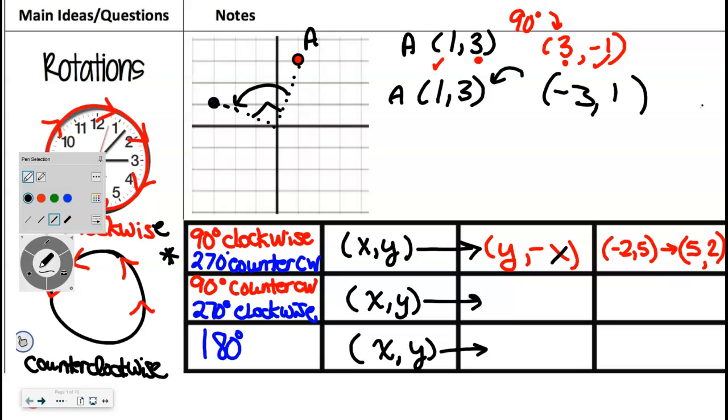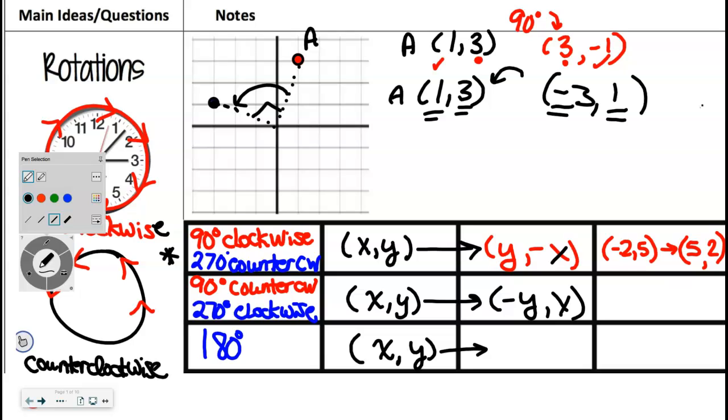This is now over here at -3, 1 up. So right here, it looks like it's the y value, but it's opposite. So we're going to go opposite of y. And it looks like my new y is what was in the x slot. So we're going to go x.